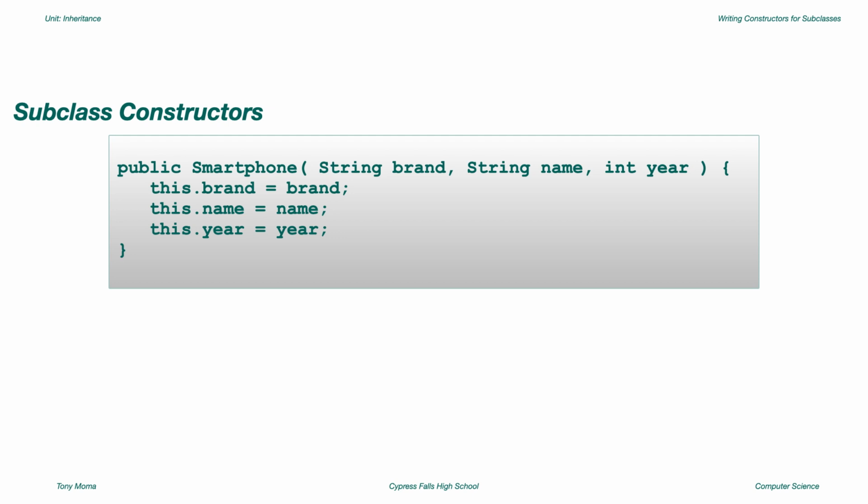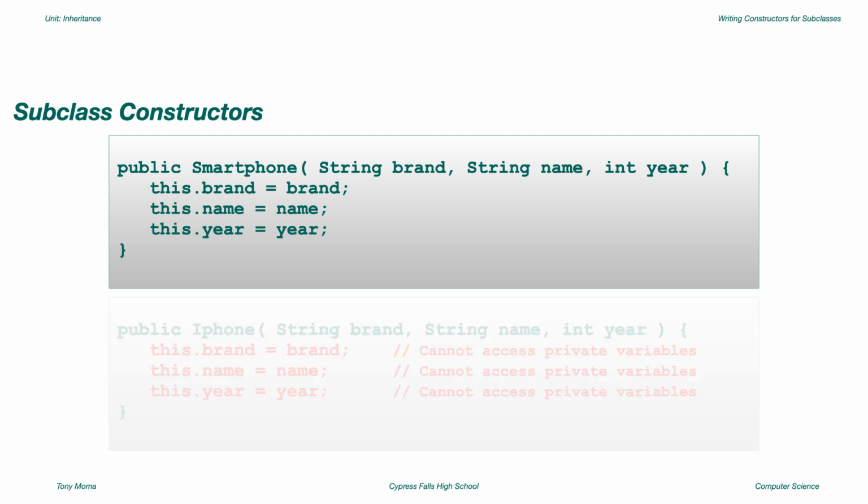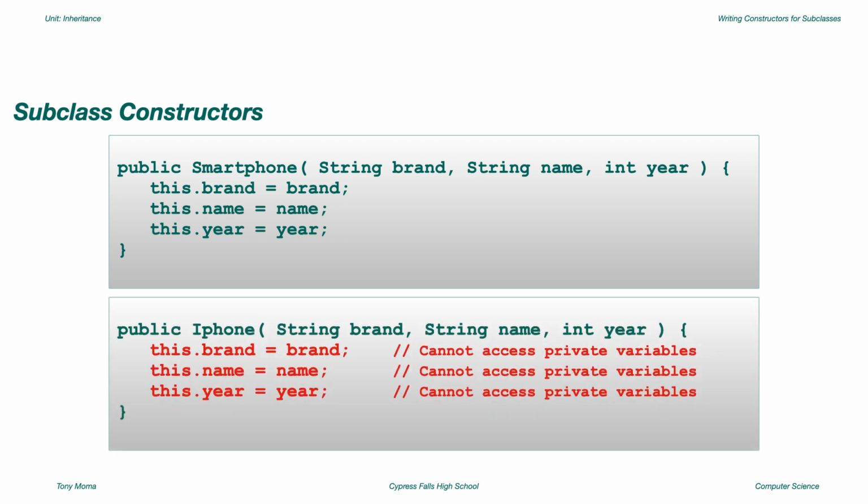Here's the code for the smartphone constructor that was defined in the previous lesson. Suppose we tried using this exact same definition for the iPhone constructor. This code will not compile because the instance variables brand, name, and year are private. Thus, any subclass of smartphone cannot access them directly.